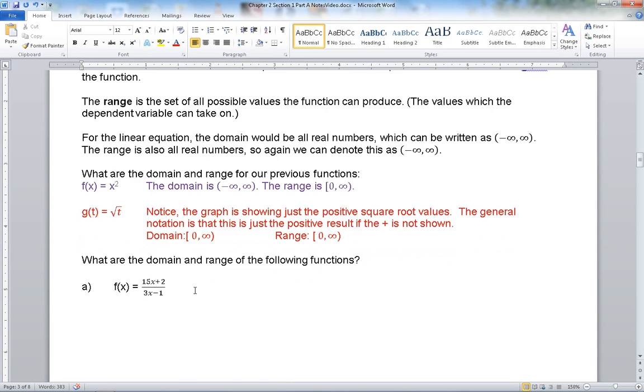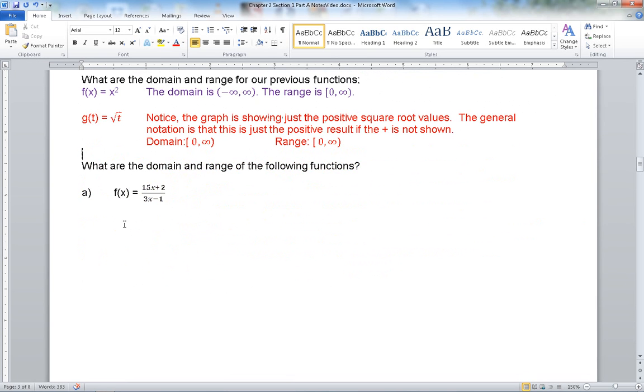What about some other functions? Consider this function, which is a ratio of two linear functions, (15x + 2) divided by (3x - 1). What do you notice here?